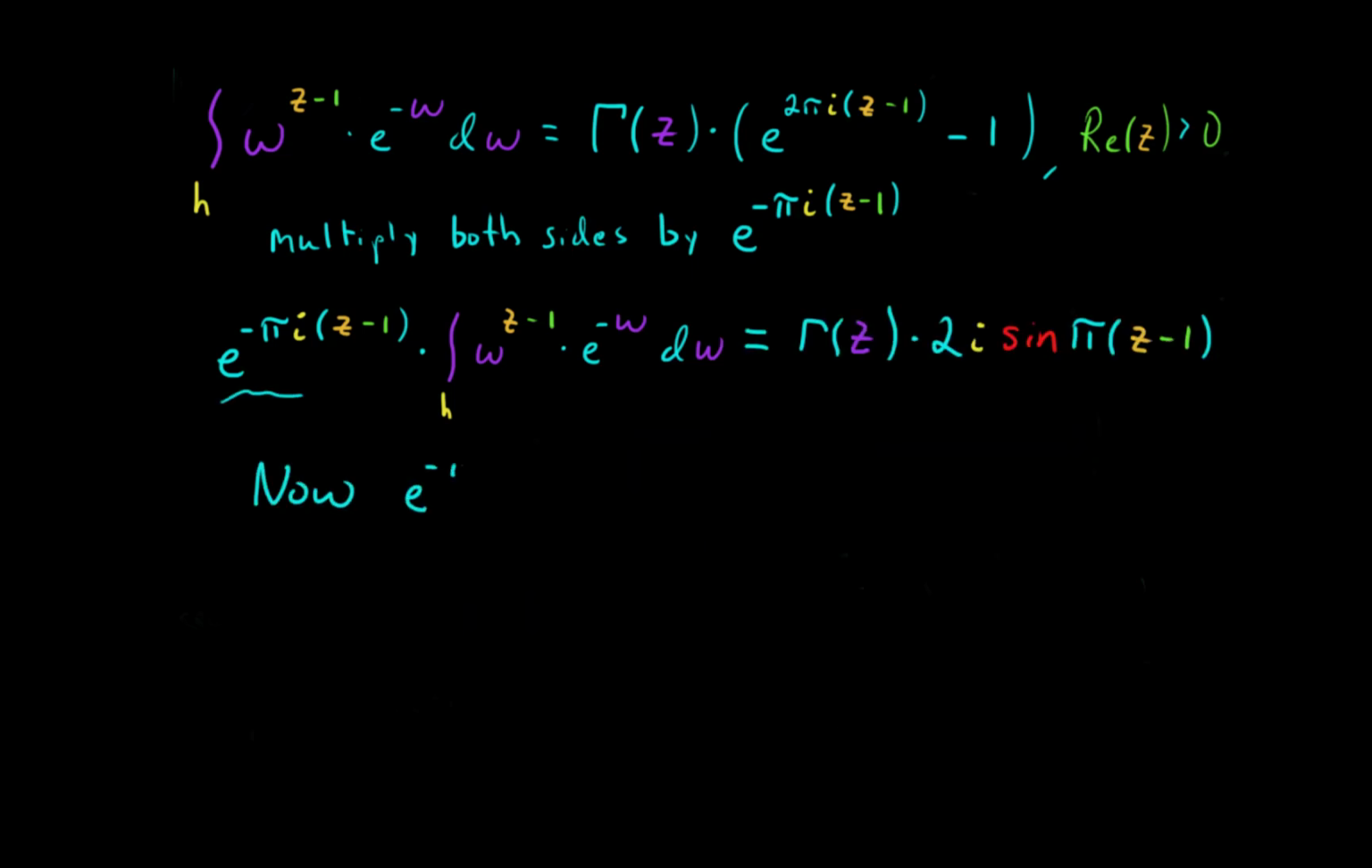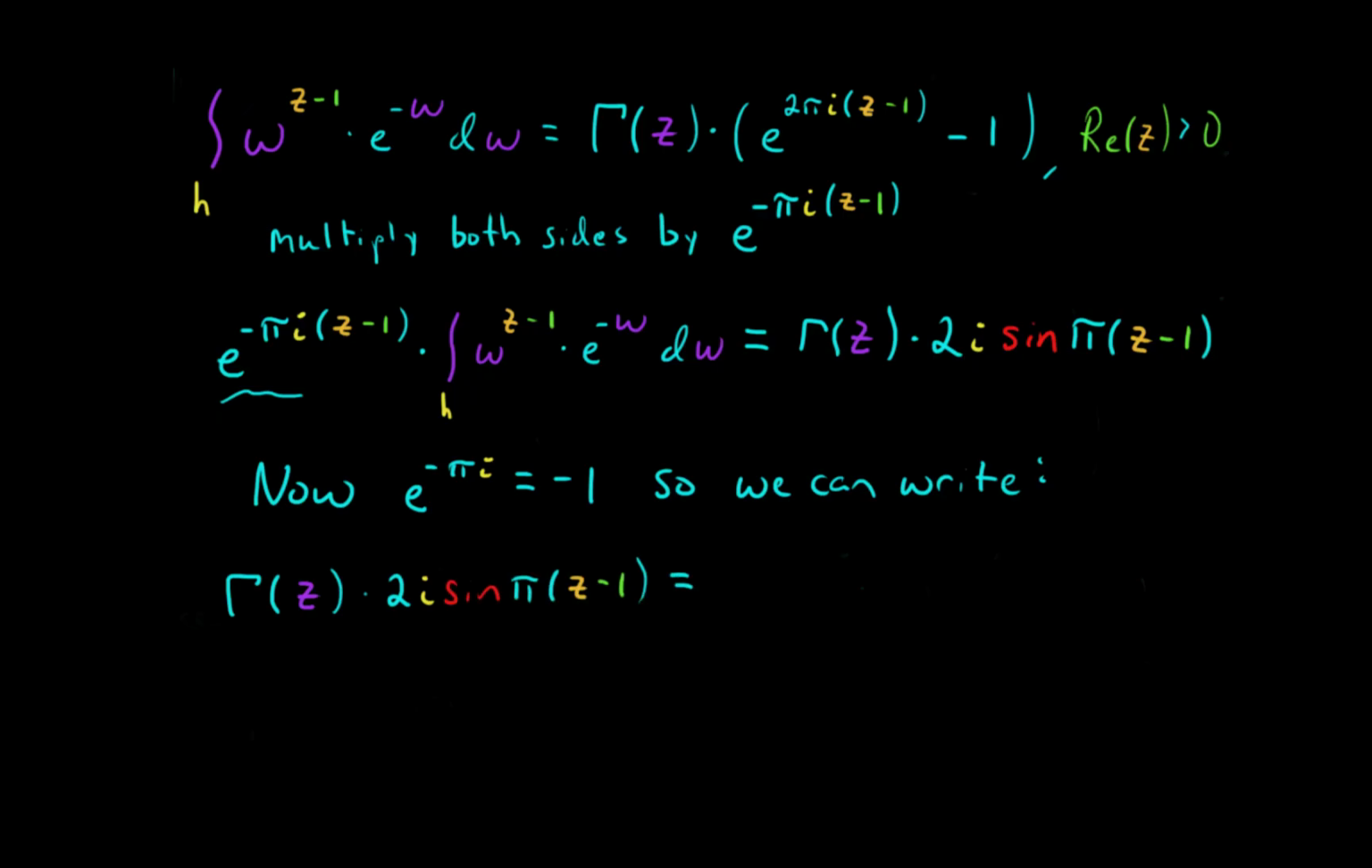And now I want to focus on the left-hand side of this equation for a moment. We have e to the negative pi i times z minus 1. But e to the negative pi i just equals negative 1. So we can write, switching the order here, gamma of z times 2i sine pi z minus 1 equals negative 1 to the z minus 1 times the integral over the limit contour of w to the z minus 1 times e to the negative w dw.